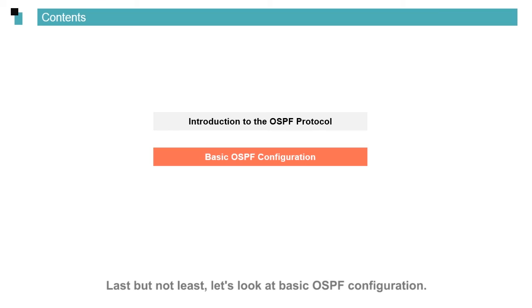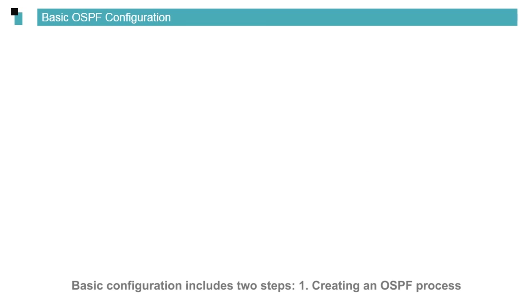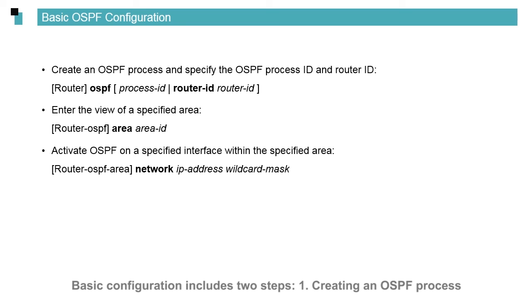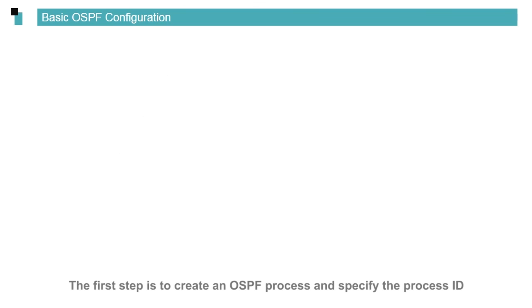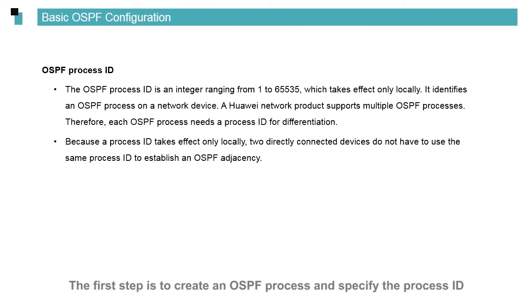Last but not least, let's look at basic OSPF configuration. Basic configuration includes two steps. 1. Creating an OSPF process. 2. Activating OSPF on involved interfaces. The first step is to create an OSPF process and specify the process ID. You can optionally specify a router ID. After entering the OSPF process, enter a specific area and activate OSPF on the involved interfaces. Specify an area ID and then run the network command to activate OSPF.